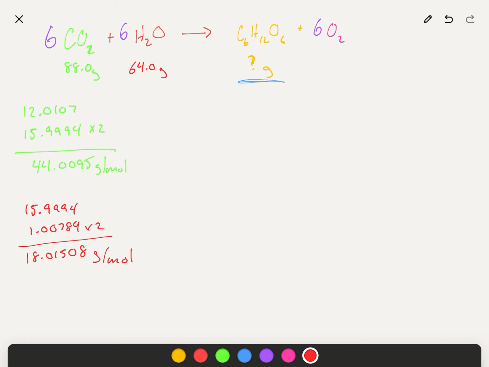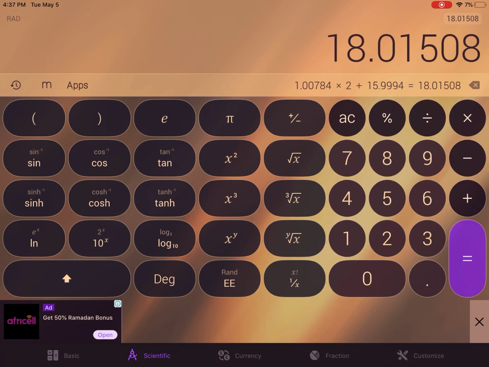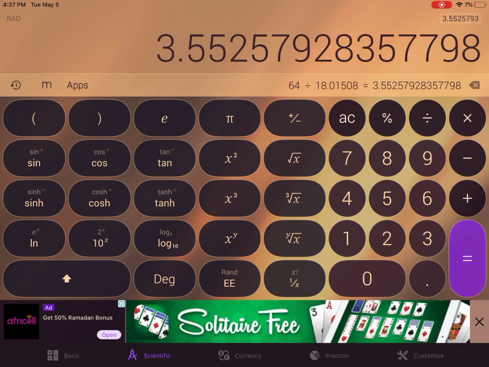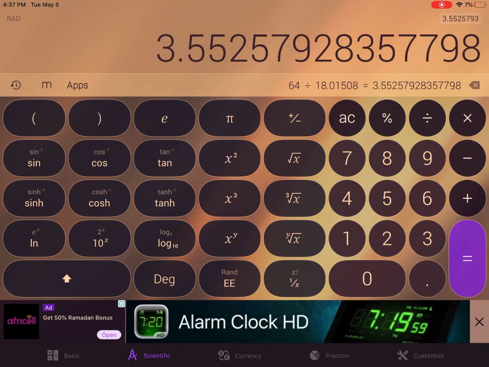Okay, so now what we need to do is figure out how many moles of each we have. We're currently working on water on our calculator, so let's just go ahead and do that one. We have 64 grams. We are going to multiply by 1 mole for every 18.01508 grams. And we will find that we have 3.5525 moles of water.